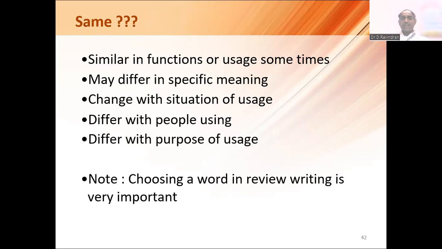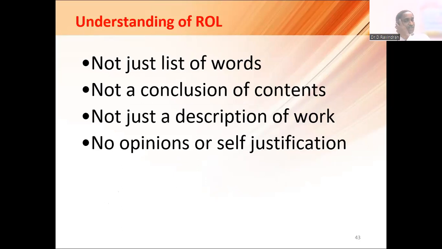So word choice is very, very important for the review of literature. It's not just a word. Review of literature is not just to help conclude, not just to create a synopsis, not just describing or filling words. These are all unacceptable things in research. It is not just opinion or self-justification.